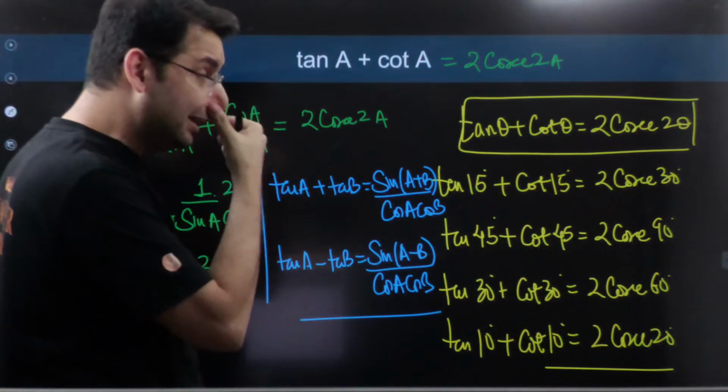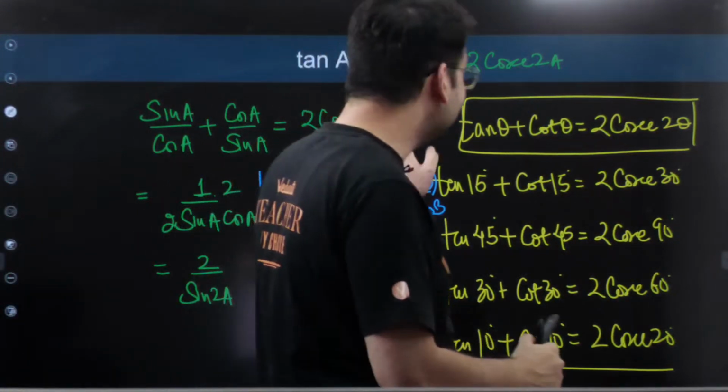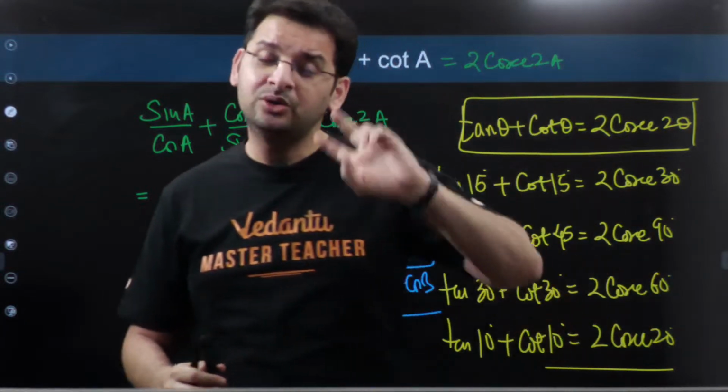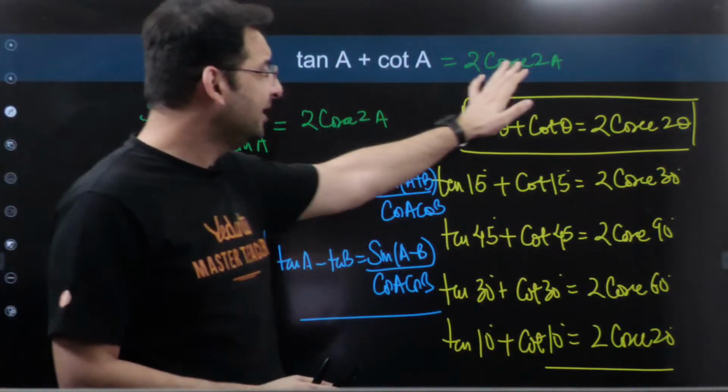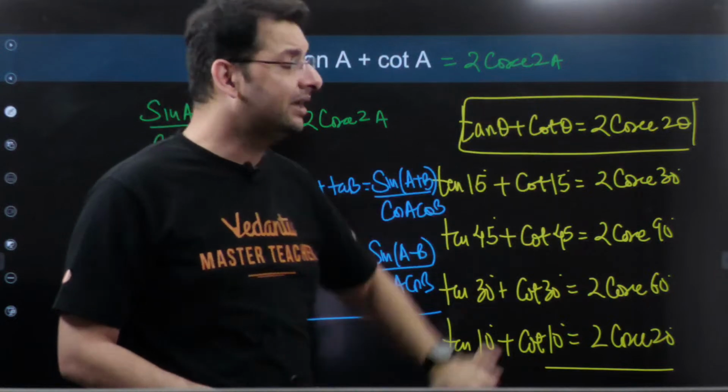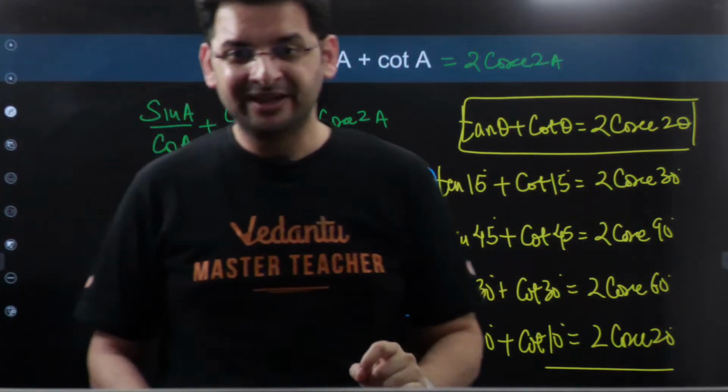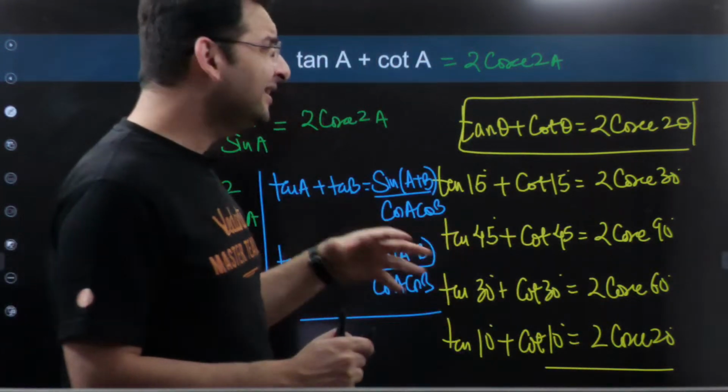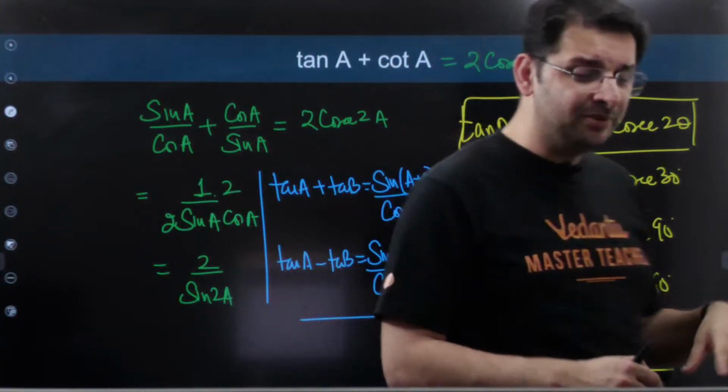Right, so you should know that even if you're not able to remember those formulas, this can be converted into a formula. But this is something that you should be remembering. Tan A plus cot A is 2 cosec 2A. Got it, everyone? Yes? So these are certain important things which can be used.